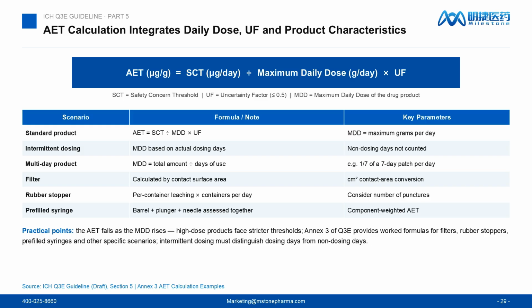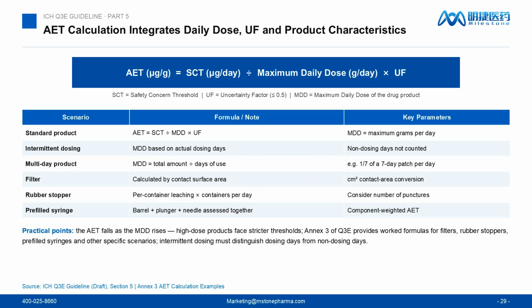Divide budget by dose and you get a concentration, micrograms of leachable per gram of product. Multiply by the UF to correct for analytical uncertainty. That concentration is your AET, the level in the product above which a compound must be identified. The consequence is profound: the AET is product-specific. A high-dose product, say a 2 gram per day infusion, gets a much lower AET than a low-dose eye drop. Same packaging, different thresholds. This is risk-based thinking in mathematical form.